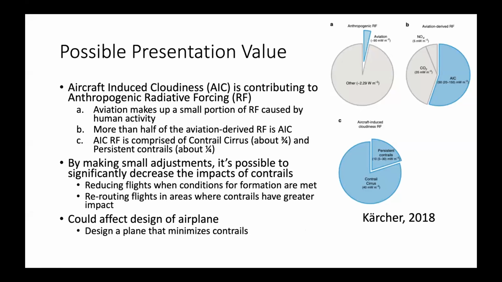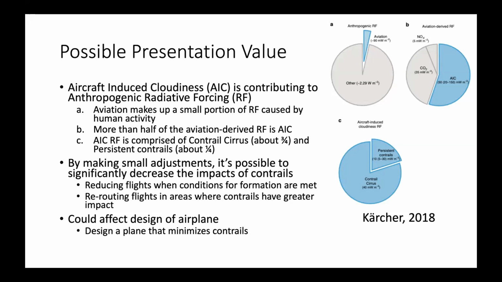And then we found that aircraft-induced cloudiness radiative forcing is comprised of the contrail cirrus, so that's about 3/4 of the impact. And then the persistent contrails are the ones that last longer than 10 minutes, hold their shape longer than 10 minutes, and that's about 1/4 of the impacts. And so by making small adjustments, it's possible to significantly decrease the impact of the contrails.